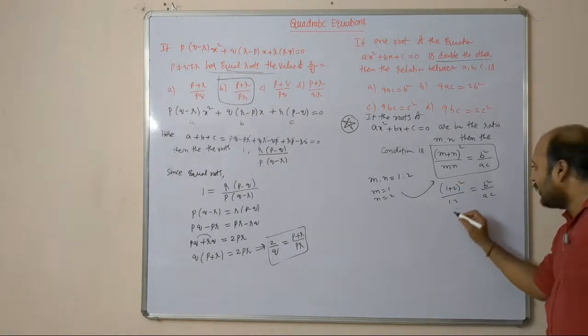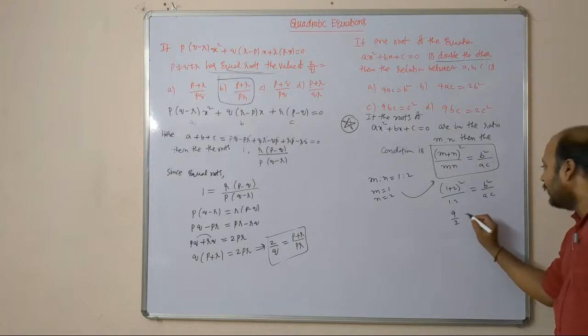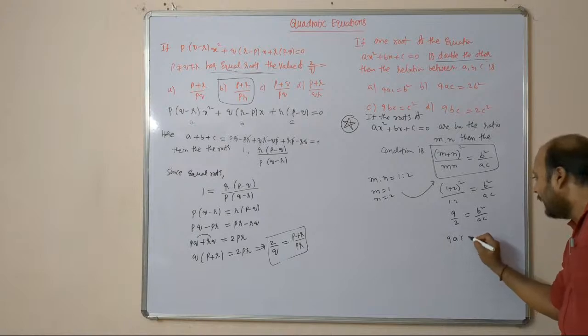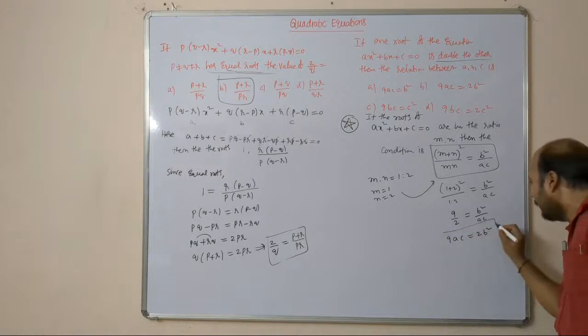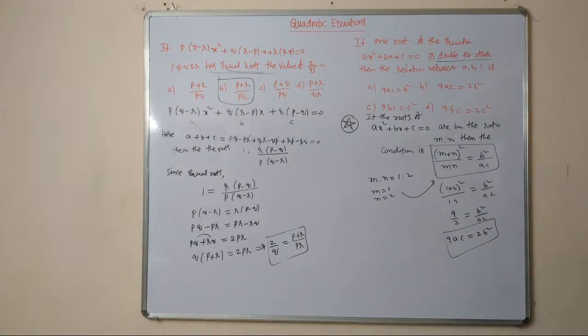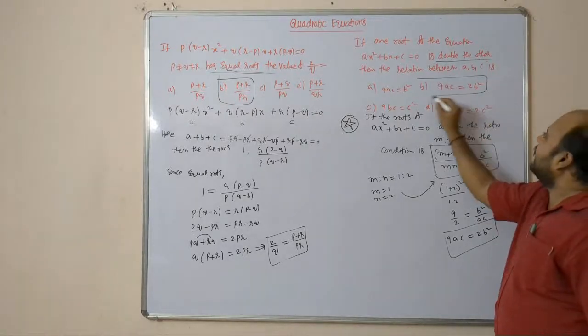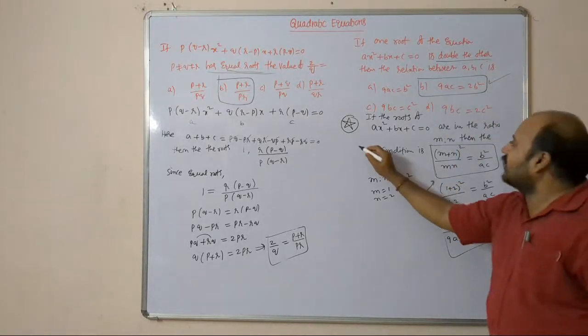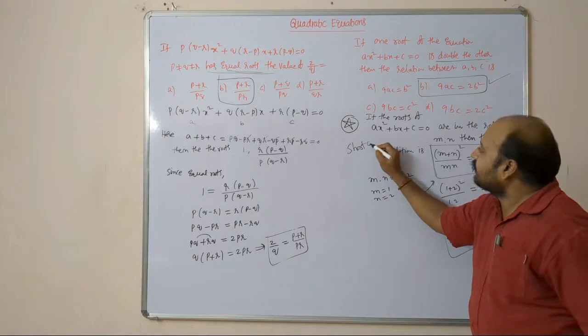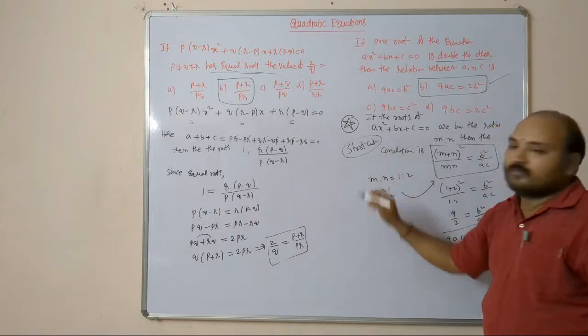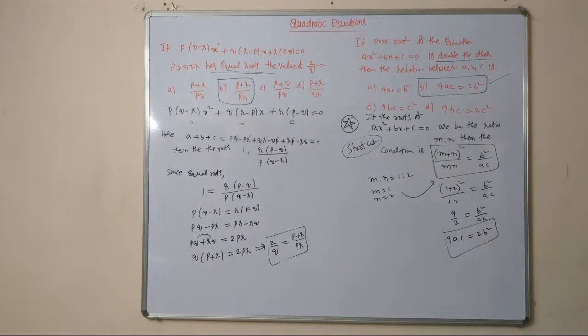So 1 plus 2 is 3, 3 square is 9 by 2 is equal to b square by ac. Cross multiply: 9ac is equal to 2b square. So 9ac equal to 2b square. It is there in the second option. This is a shortcut formula. I hope you understand.